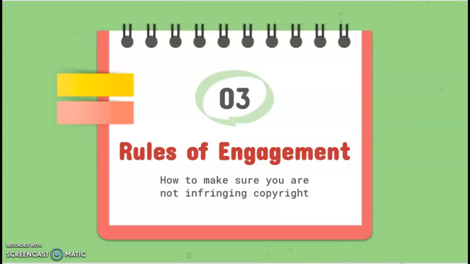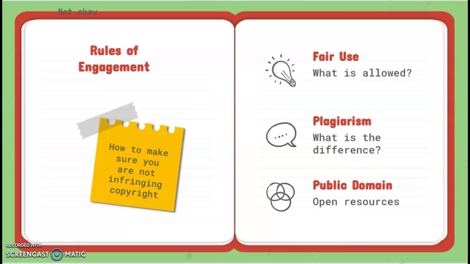All right, so we've explained why it matters. Now let's talk about how you can make sure that you're not infringing copyright. This is really the meat of what we want you to know, so that you can make sure that you're following the rules and doing the right thing when it comes to other people's creations. So we're going to talk about fair use. What is allowed? We're going to talk about plagiarism. How is it different from copyright? And we're also going to talk about public domain, which are open resources that you are allowed to use. They are no longer copyright. So there wouldn't be an infringement if you use those public domain.